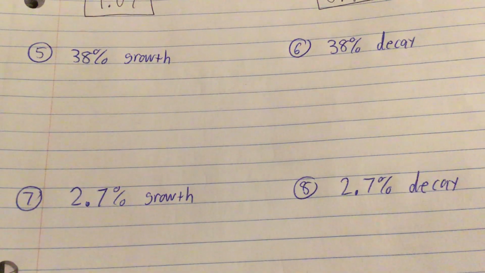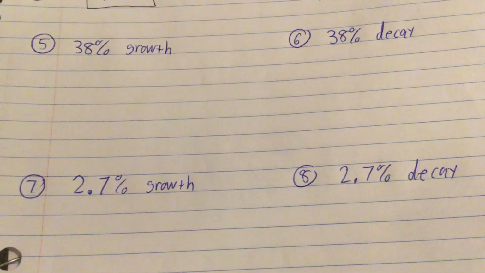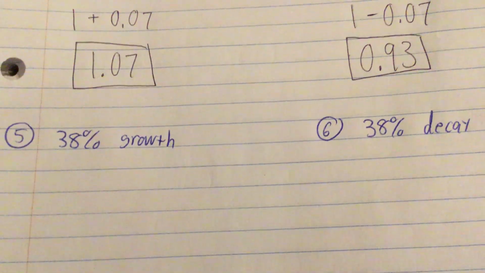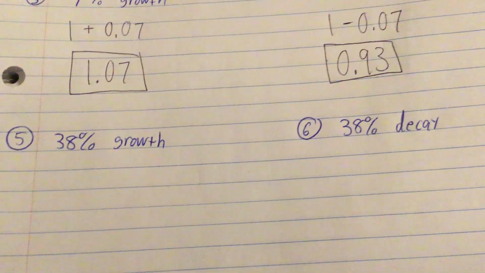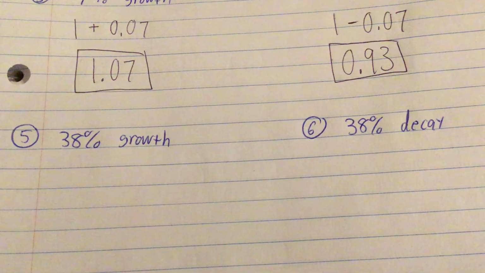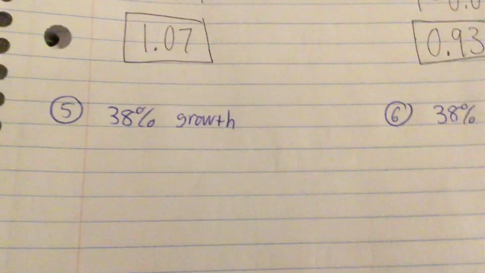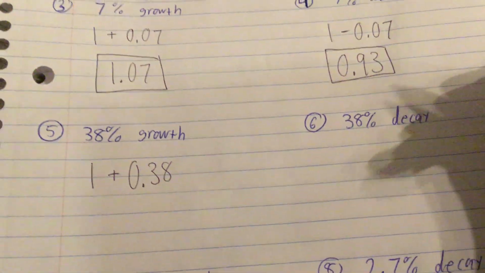So see if you can do these, or before I move on, you can try these on your own. What happens if it grows by 38%? And what happens if it decays by 38%? Again, if it grows by 38%, I take my scale factor of 1, and I'm going to add that 38% as a decimal. So that'd be 1 plus 0.38, or I just multiply it by 1.38. So that's my scale factor.